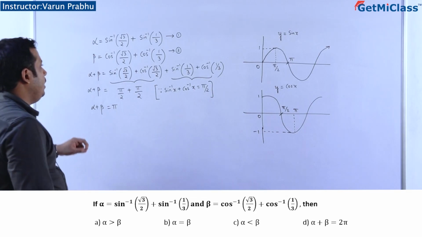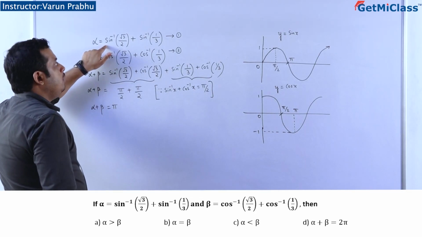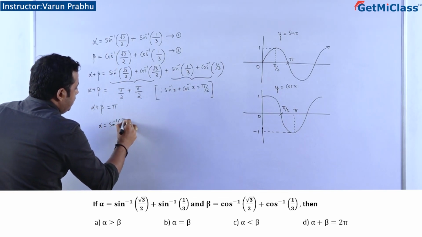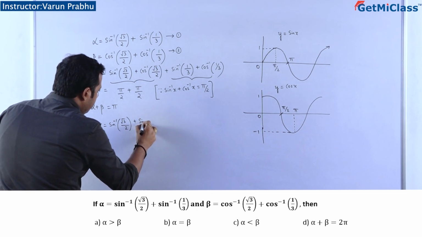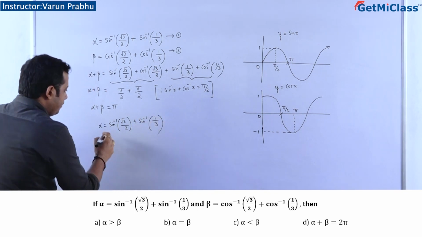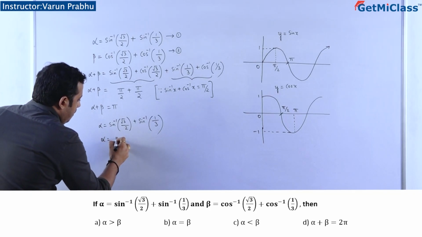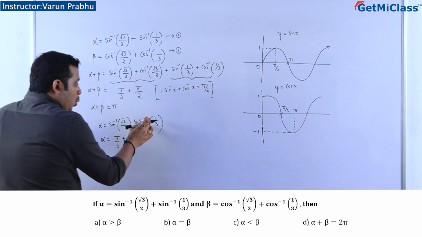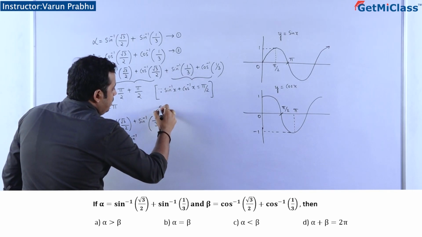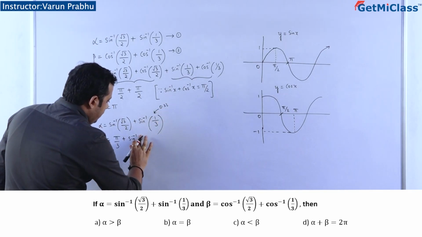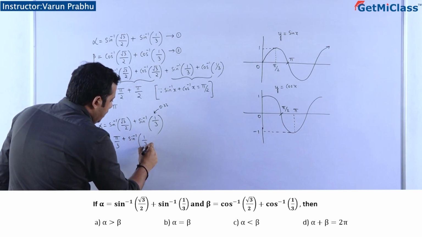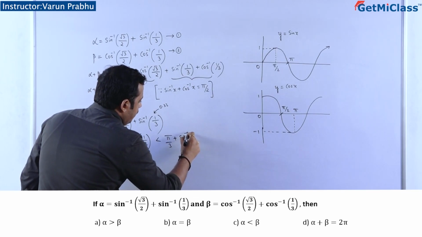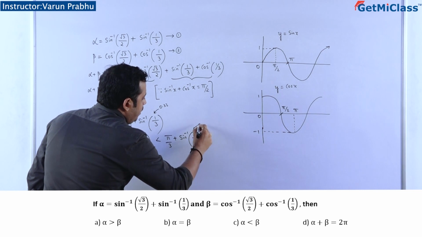If you carefully look at this particular curve, this alpha value is there. Alpha is equal to sine inverse of root 3 divided by 2 plus sine inverse 1 by 3. This is alpha is equal to pi by 3, since sine inverse root 3 by 2 is pi by 3, plus sine inverse of 1 by 3. 1 by 3 is 0.33. So I'll write like this, plus sine inverse of 1 by 3 is definitely less than pi by 3 plus sine inverse of 1 divided by 2, because 1 by 2 is 0.5.